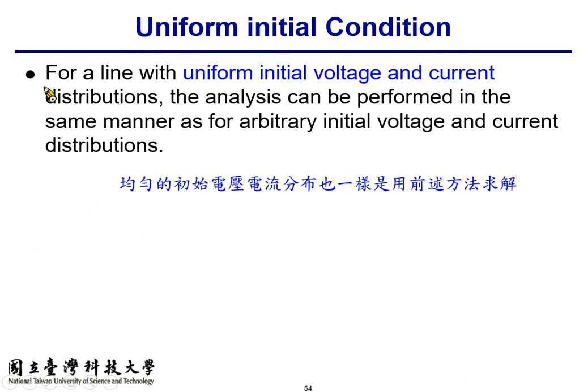And now let's move on to another example. So this is the second example we will examine today. This is a transmission line loaded with uniform initial voltage and current distribution. The analysis can be performed in the same manner as for an arbitrary initial condition for voltage and current. So let's take a look at the problem.